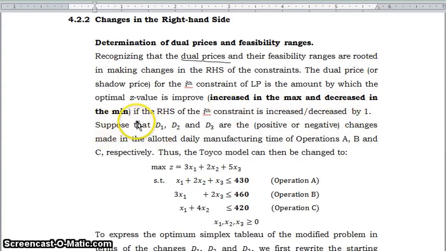Let's refer to the Tycho original model. This is the original Tycho problem. Suppose that D1, D2 and D3 are the positive or negative changes made in the allotted daily manufacturing time of operations A, B and C respectively. Thus, the Tycho model can be changed by adding D1 to the right-hand side of the first constraint, D2 to the right-hand side of the second constraint, and D3 to the right-hand side of the third constraint.